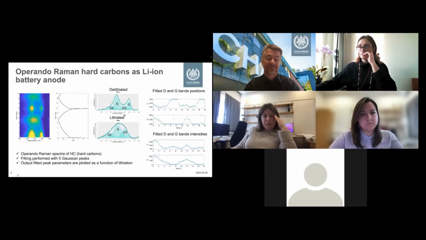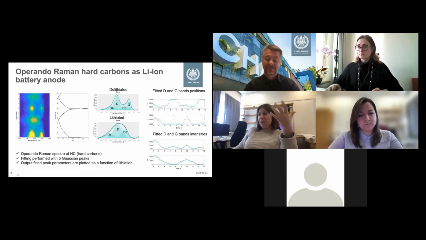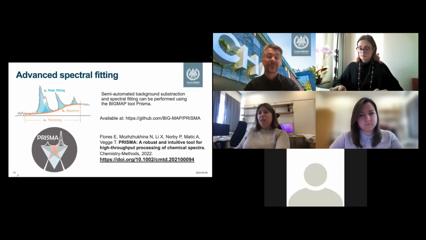And then we can perform the 5 peaks fitting and see the evolution of the bands in the lithiated and delithiated sample, as well as how this band positions and intensity modify within time, just as another example of the facilities that we could do.